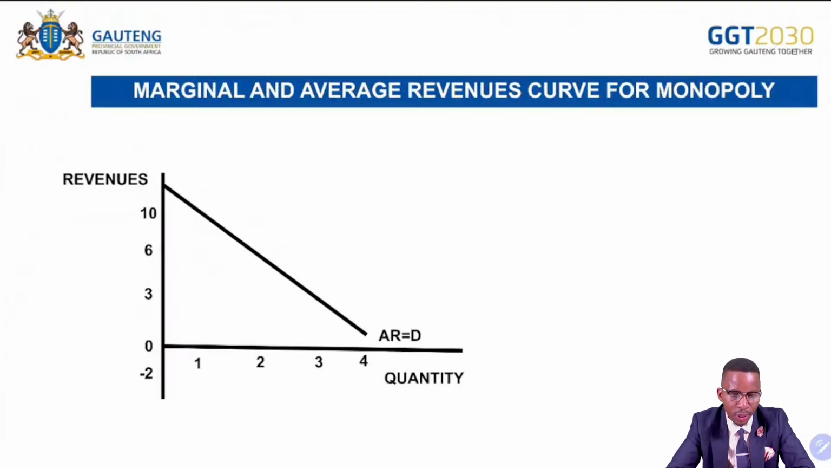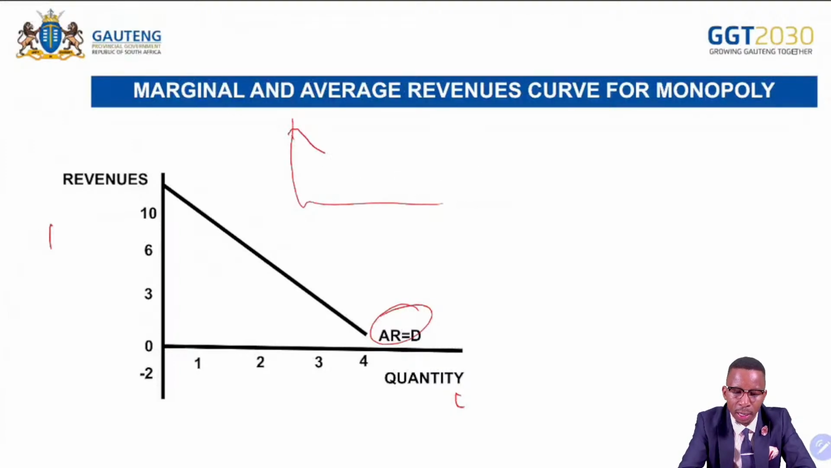You can see we have revenues on the vertical axis and quantity on the horizontal. Then we have this demand curve, which is AR equal to D. So the AR, or average revenue, is equal to the demand under the monopoly. But you must be careful when you draw these graphs. Avoid the situation where you draw AR like this, touching the horizontal axis. Once it touches the horizontal axis, you mean AR equals zero. So in that case, you must be careful.